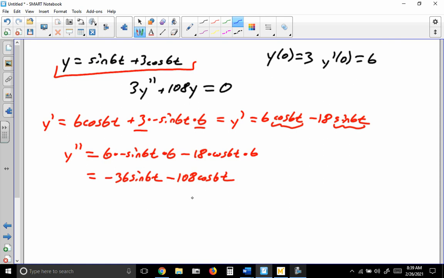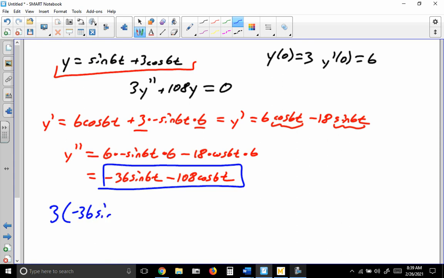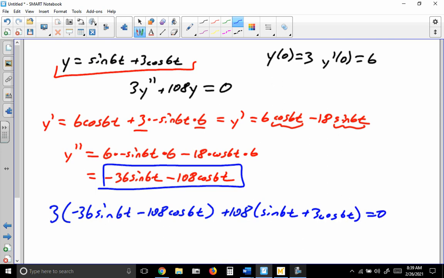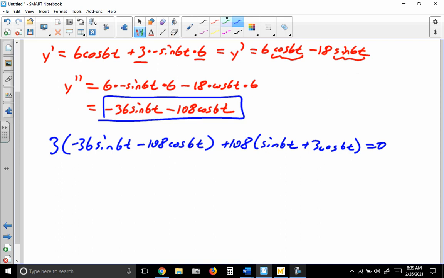So if we want to see, is this a solution to our differential equation, then we plug this in for the second derivative. So 3 times this plus 108 times y. So y is sine 6t plus 3 cosine 6t. And that should give us 0. So let's see if that's true.